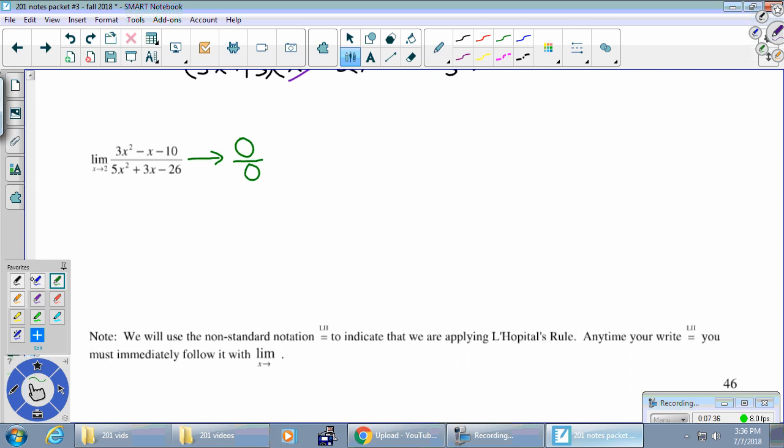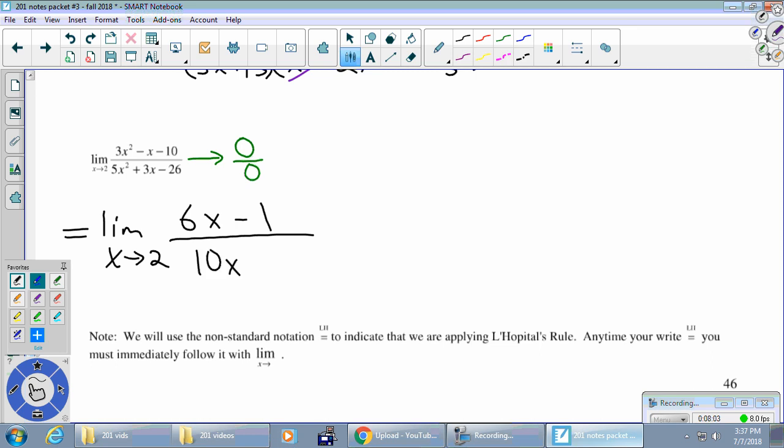Okay, so what can you do if you get 0 over 0? You can do this really wacky thing here. Copy the limit as x approaches 2. And we're going to take a derivative of the top and the bottom of this fraction. Now, I'm not taking the derivative of the whole thing, which would involve the quotient rule. I'm taking the derivative of the top and the bottom separately. It's a really strange thing. Derivative of the top, easy, 6x minus 1. Derivative of the bottom, easy, 10x plus 3.